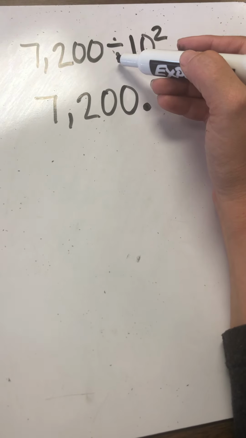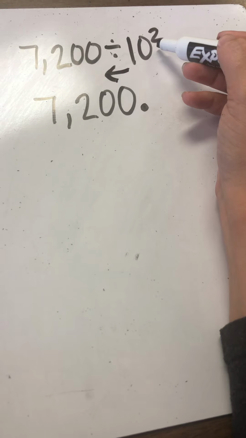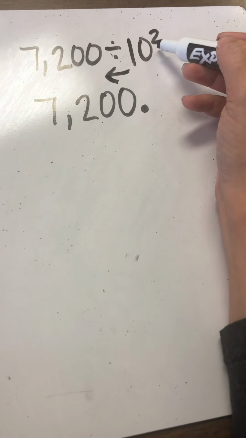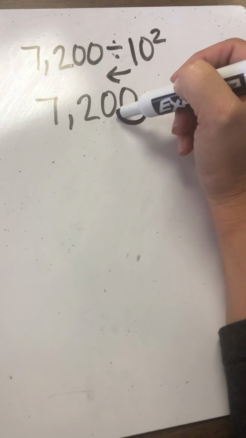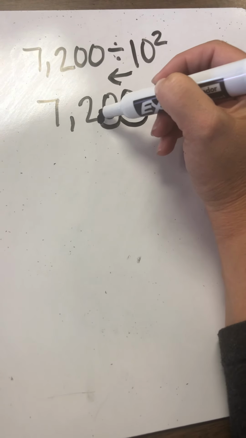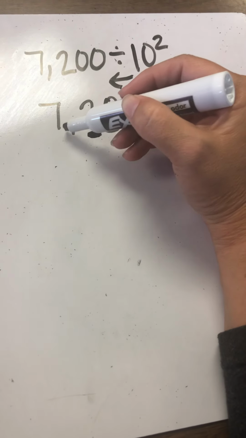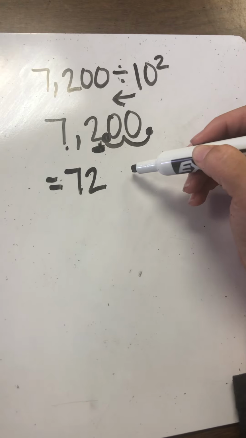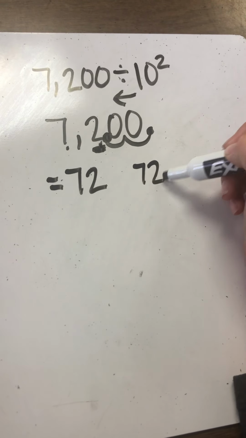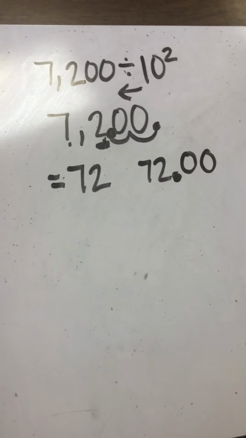Because we're dividing, our place value is going to shift back. We have a 2 in the exponent, so that's how many times it will shift. We're just going to start with our decimal and go back 1, 2 times. So now this is our ones place. We've got ones and tens. So we can just write 72, or we could write 72.00. Those values are exactly the same.